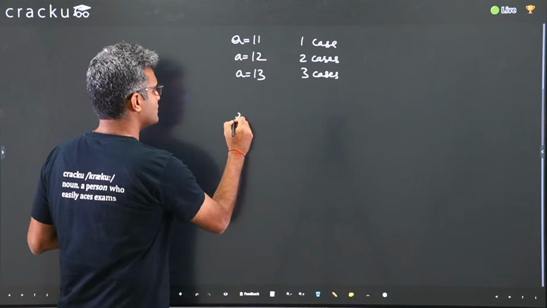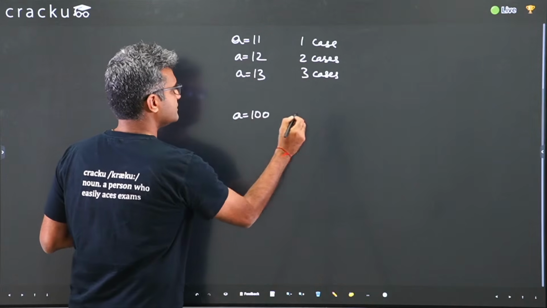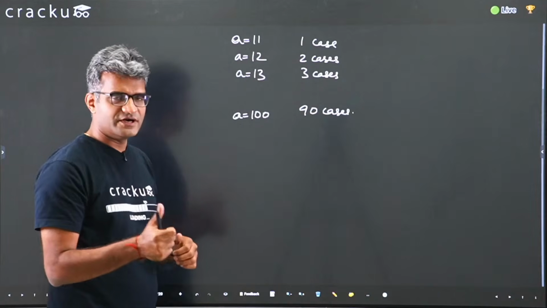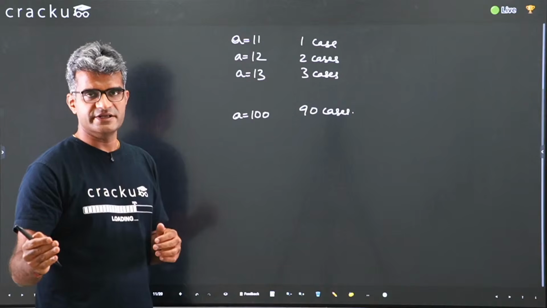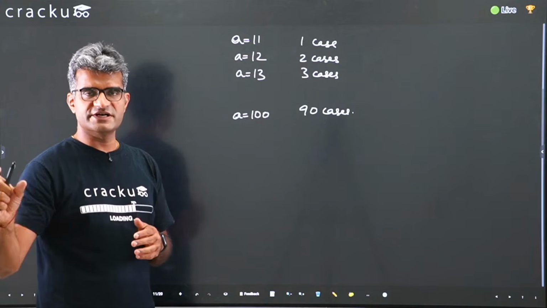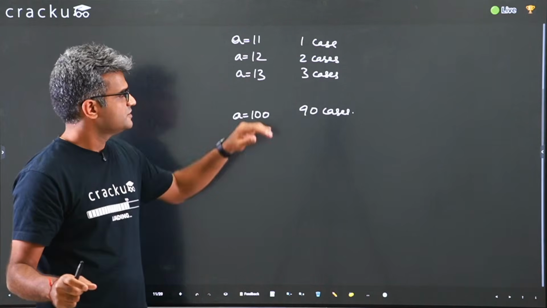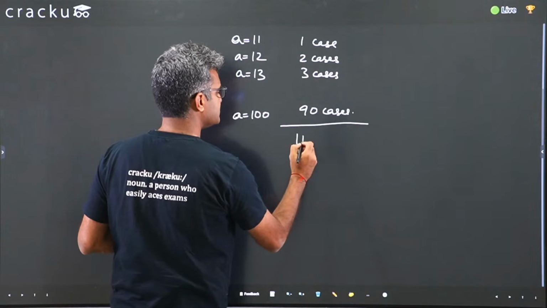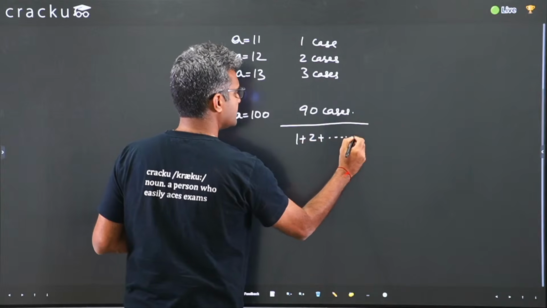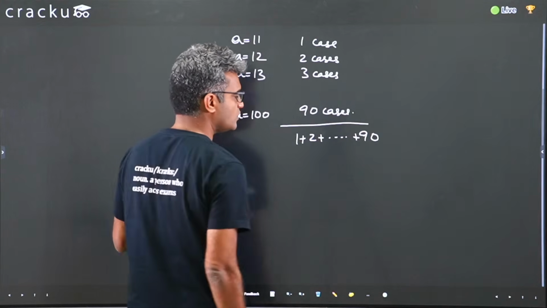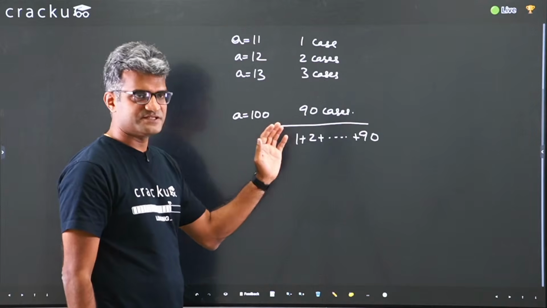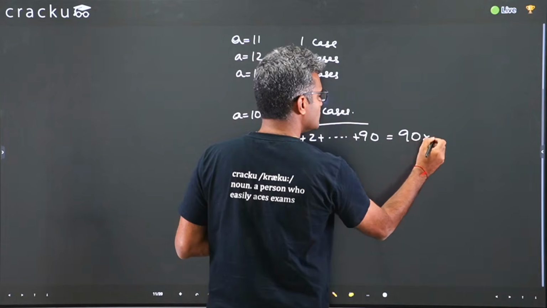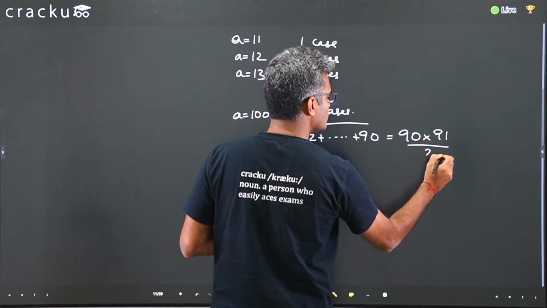Finally, when A is equal to 100, the number of values B can take will be 90. B can be 1, 2, 3, till 90. B cannot be 91 because in that case the difference will be only 9. So the total relevant cases will be 1 plus 2 plus till 90. And what is the value of 1 plus 2 plus 3 plus till 90? This is equal to 90 into 91 divided by 2.